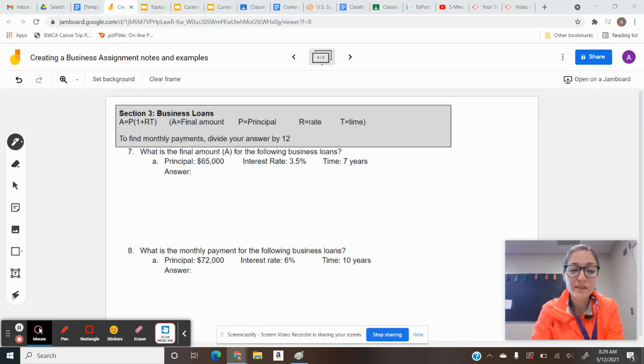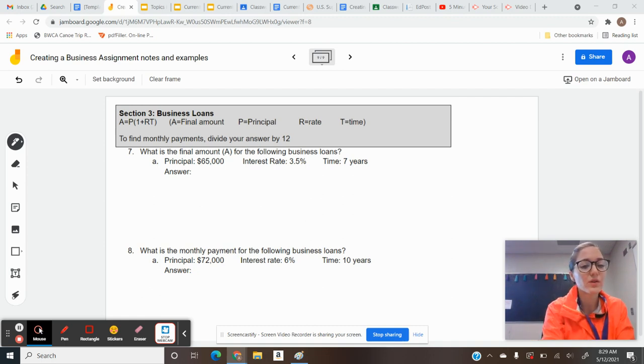Hi guys, so today we are going to do section 3, business loans. And you may have remembered doing simple interest business loans or car loans. It's going to be similar, except you don't have to add your interest onto your original principal. So this is going to be a one and done formula, which is kind of nice.